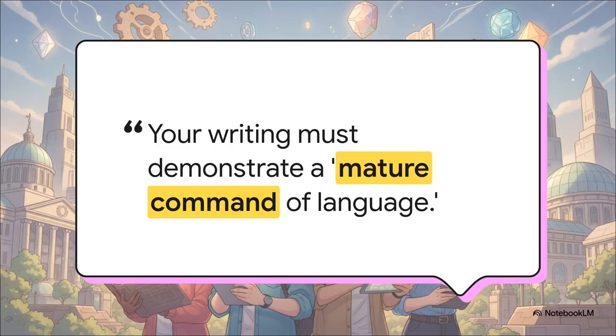Now notice that specific phrase right there, mature command of language. That is the absolute gold standard. To nail a top score, like a 5 on an AP English exam, good enough vocabulary just isn't going to cut it. It requires an active, intentional shift away from the everyday words we use when we're talking, moving toward precise C1 and C2 level academic alternatives. It's really about establishing yourself not just as a student, but as a legitimate critic.